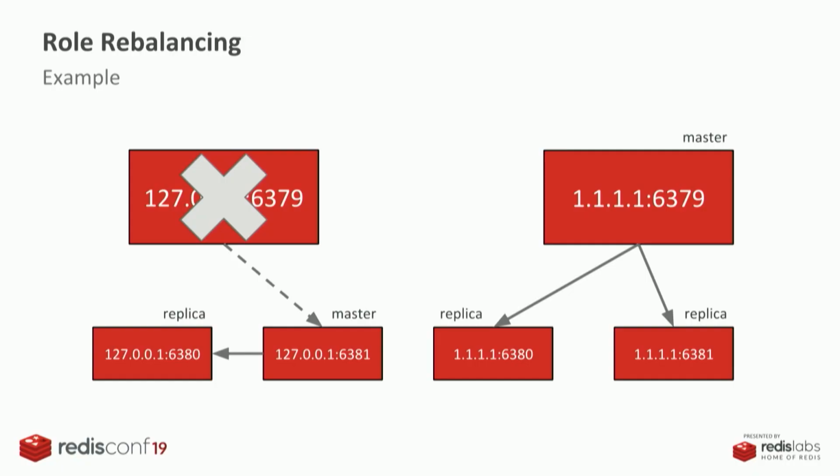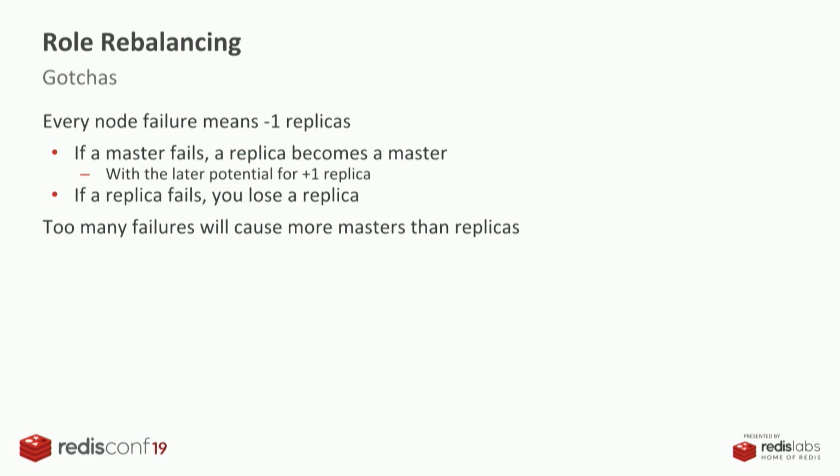So here's a little example. If I turned off the node on the left, one of the replicas takes over as the new master. We had this state where now we have 2 masters and 3 replicas, whereas before we had 2 masters and 4 replicas. So what this means is that every node failure actually means -1 replicas. Because if a master fails, a replica becomes a master. So that's always -1 replica and 0 net change in masters. And if a replica fails, you just lose a replica. So that's just net -1 replicas.